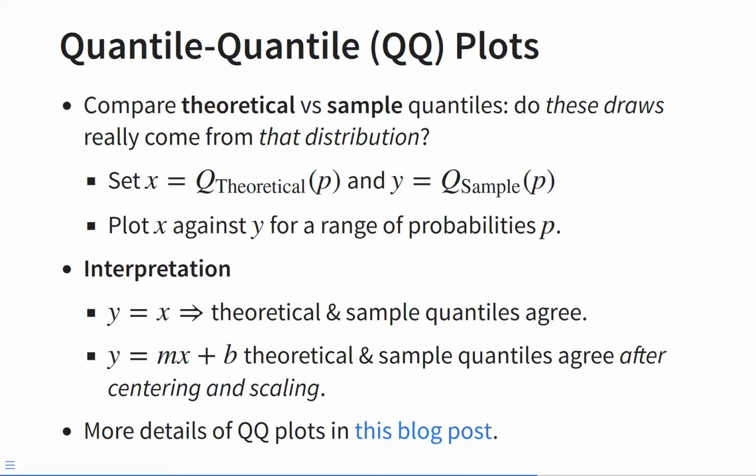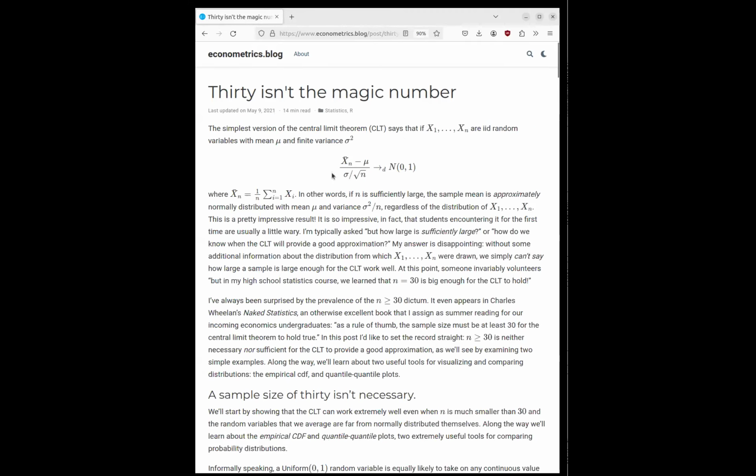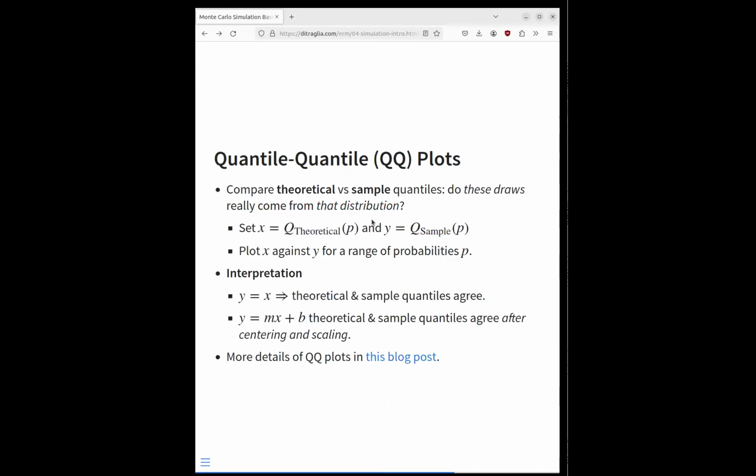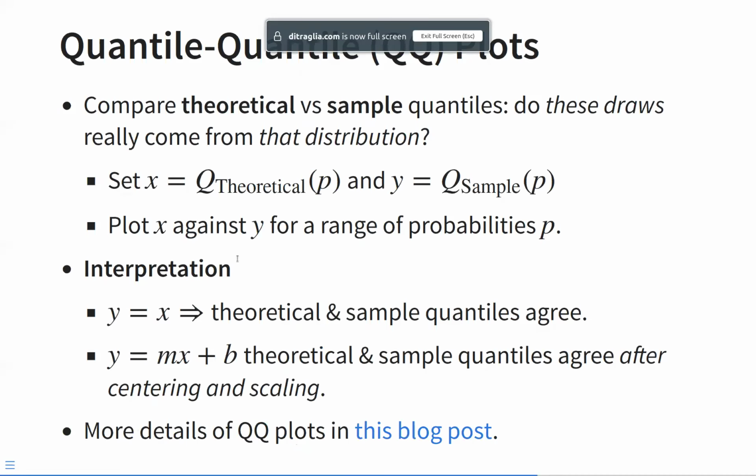And now, as promised, I want to show you a better way to check that the draws you think come from a particular theoretical distribution really do. This technique is called a quantile plot or a QQ plot. If you've never heard of QQ plots before, you may want to take a look at this blog post that I wrote. The blog post is actually about the central limit theorem, but towards the bottom of the post, I go into much more detail about QQ plots. But for now, we only need to have a basic understanding of how they work.